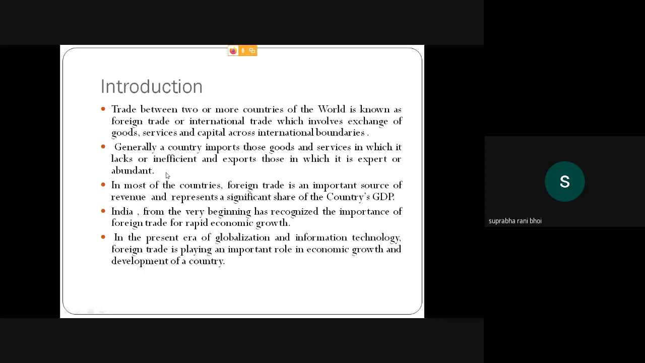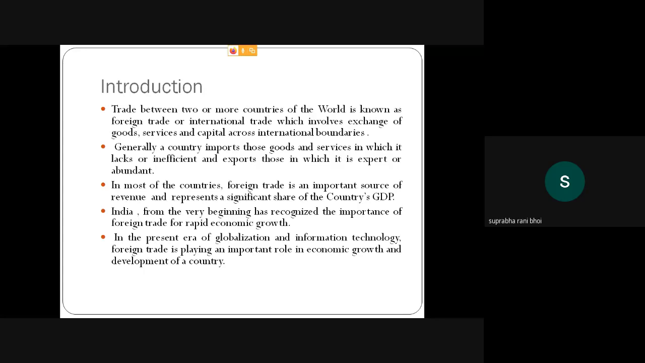Okay, so let me start from the very beginning. What do you mean by foreign trade? As this is a GE class, students and learners from different backgrounds are there, so I will start from the very basic meaning of foreign trade. Generally, trade between two or more countries of the world is known as foreign trade or international trade. When we are trading with different countries of the world, it is called foreign trade, which involves the exchange of goods, services, and capital across the boundaries of various countries.